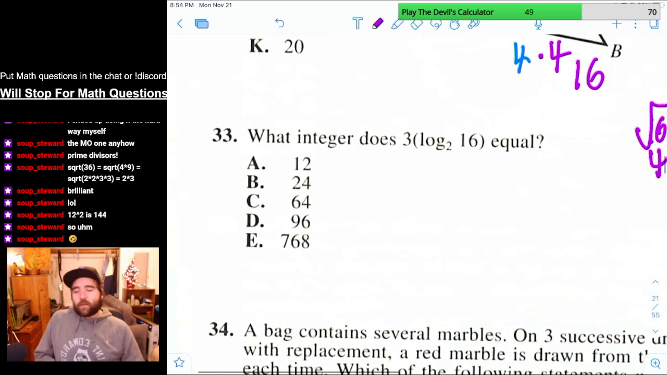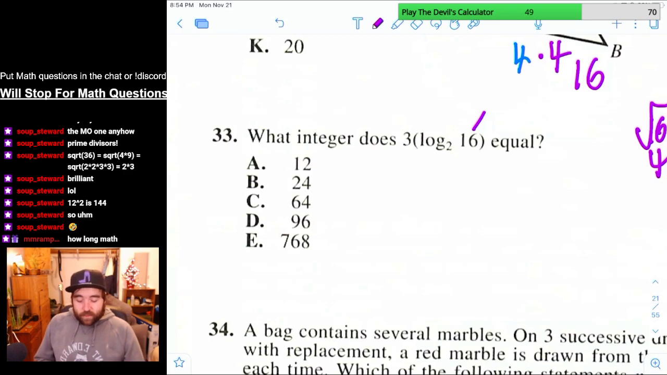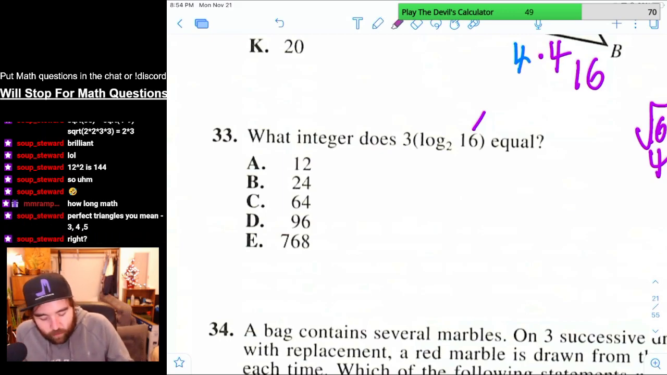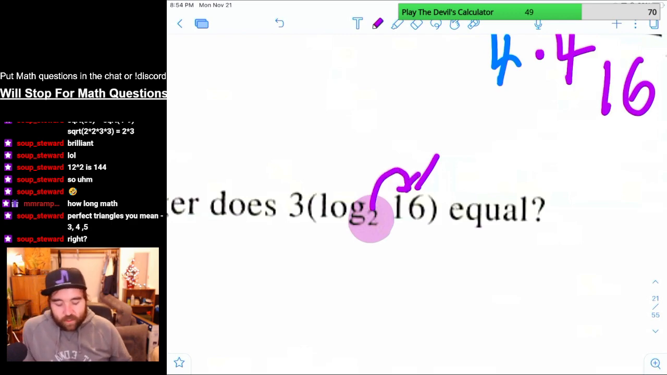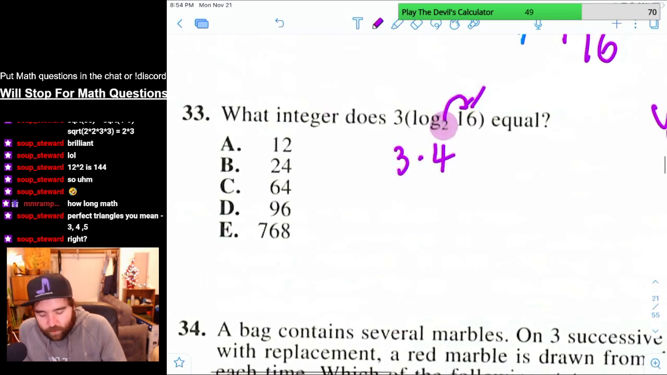All right. Ooh, back into logs. So 3 times log base 2 of 16. Don't do the property we were just talking about, because that's going to make your life harder. You just want to say, what's log base 2 of 16? Remember, logarithms always ask the question, what power do you need to raise this to? What power do you need to raise 2 to get 16? And hopefully you see that's 4. So log base 2 of 16 is 4. So this is just 3 times 4.